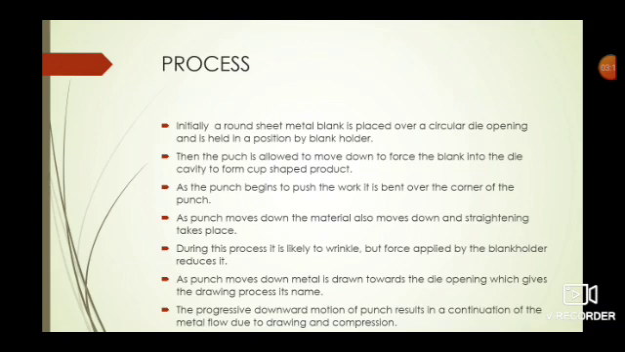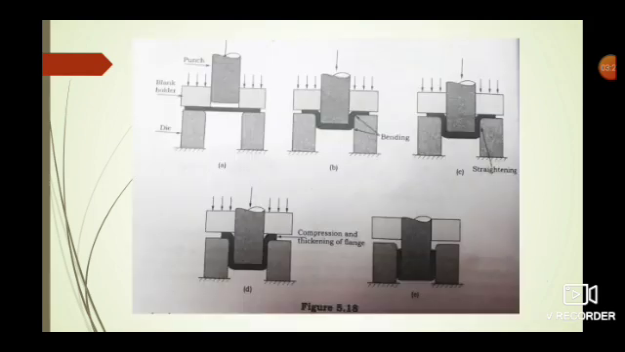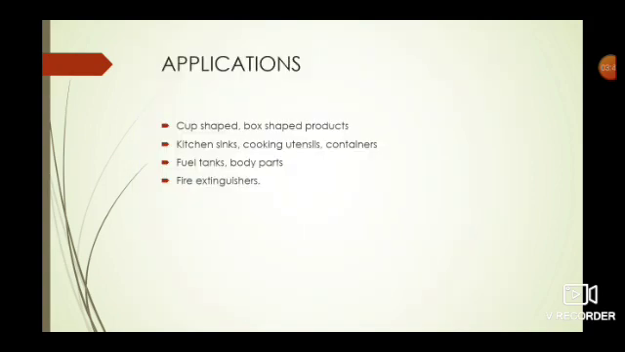The progressive downward motion of the punch results in a continuation of metal flow due to drawing and compression. Finally, due to compression and the force exerted by the punch, the desired cup-shaped product is formed as shown in figure 5.18e. Now let's see what are the applications of deep drawing.